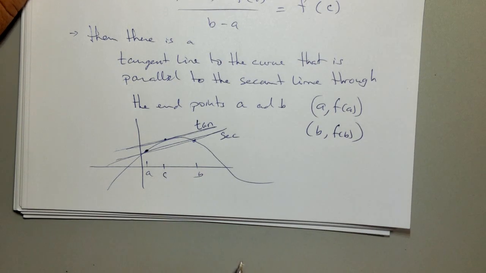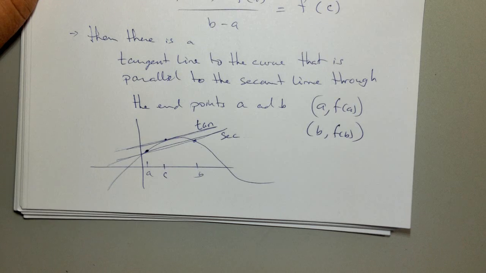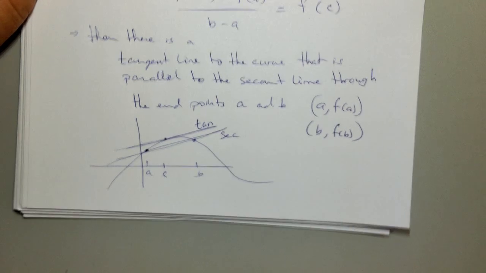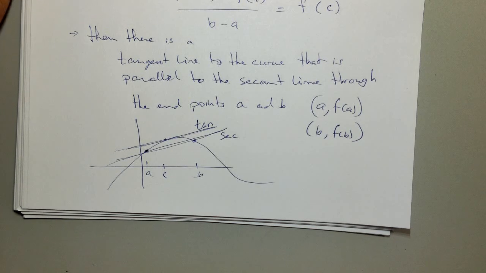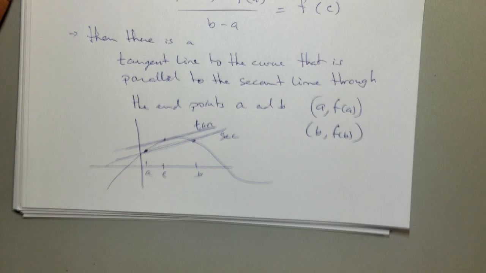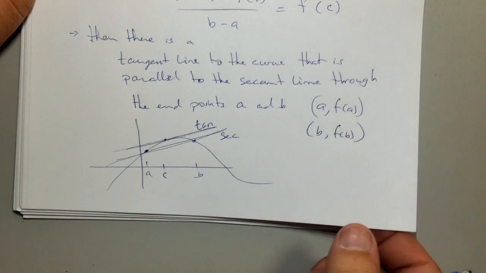C has to be an interior point of the interval AB, which is what we've been looking at all along with Rolle's theorem, intermediate value theorem. There has to be a value inside the interval between A and B.